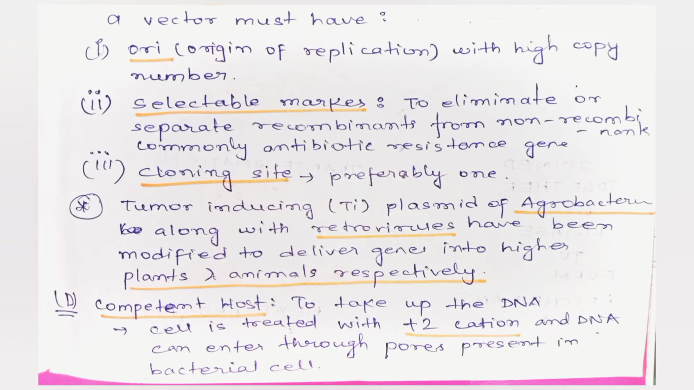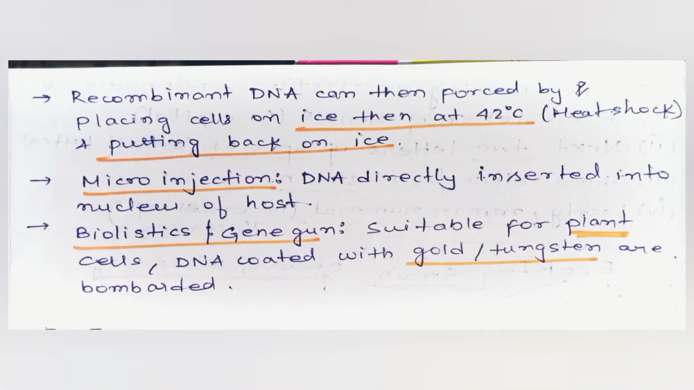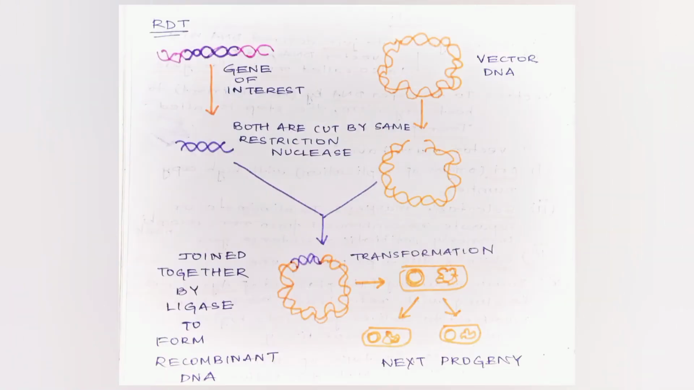The fourth tool is the competent host itself to take up the DNA. Various techniques can be used to make the cell competent, such as treating it with divalent cation. Or DNA can be forced in by placing the cell on ice, then giving heat shock, and again placing it on ice. Microinjection can be used, by which DNA is directly inserted into the nucleus. Biolistics or gene gun method can be used for plant cells, by which DNA coated with tungsten or gold is bombarded.